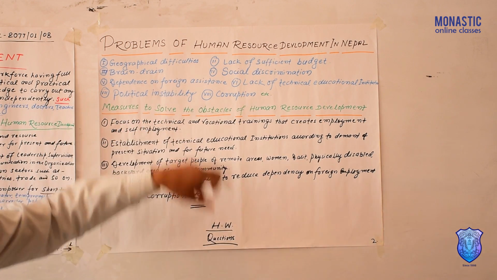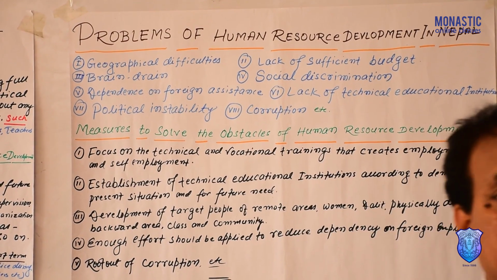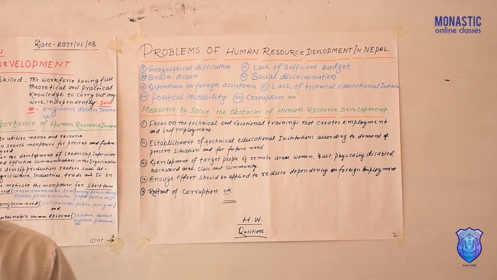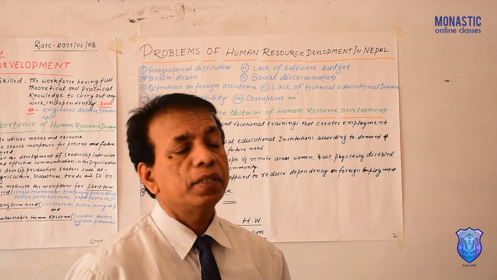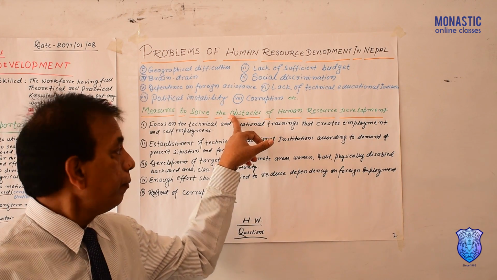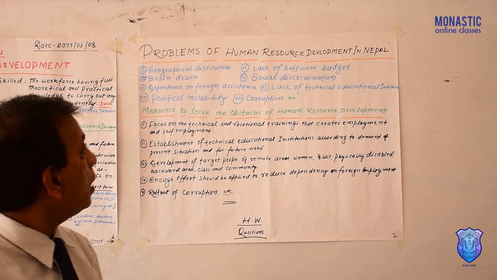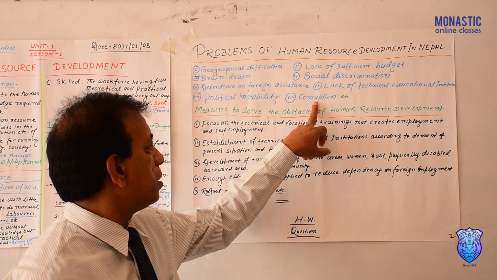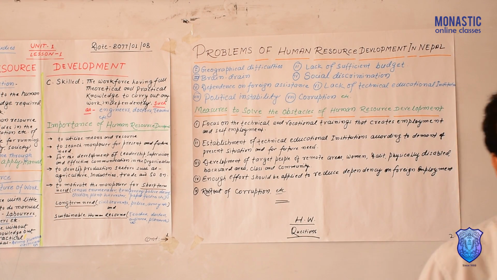Also given is political instability. Politically also, our country is not so strong. Frequently, political crises are seen in our country. Because of this also, various works and plans in our country are not running perfectly. Next one given here is corruption. This is also one of the reasons why human resources in our country have not been developed. Corruption is also one major reason. Because of this also, human resources of our country have not developed a lot.